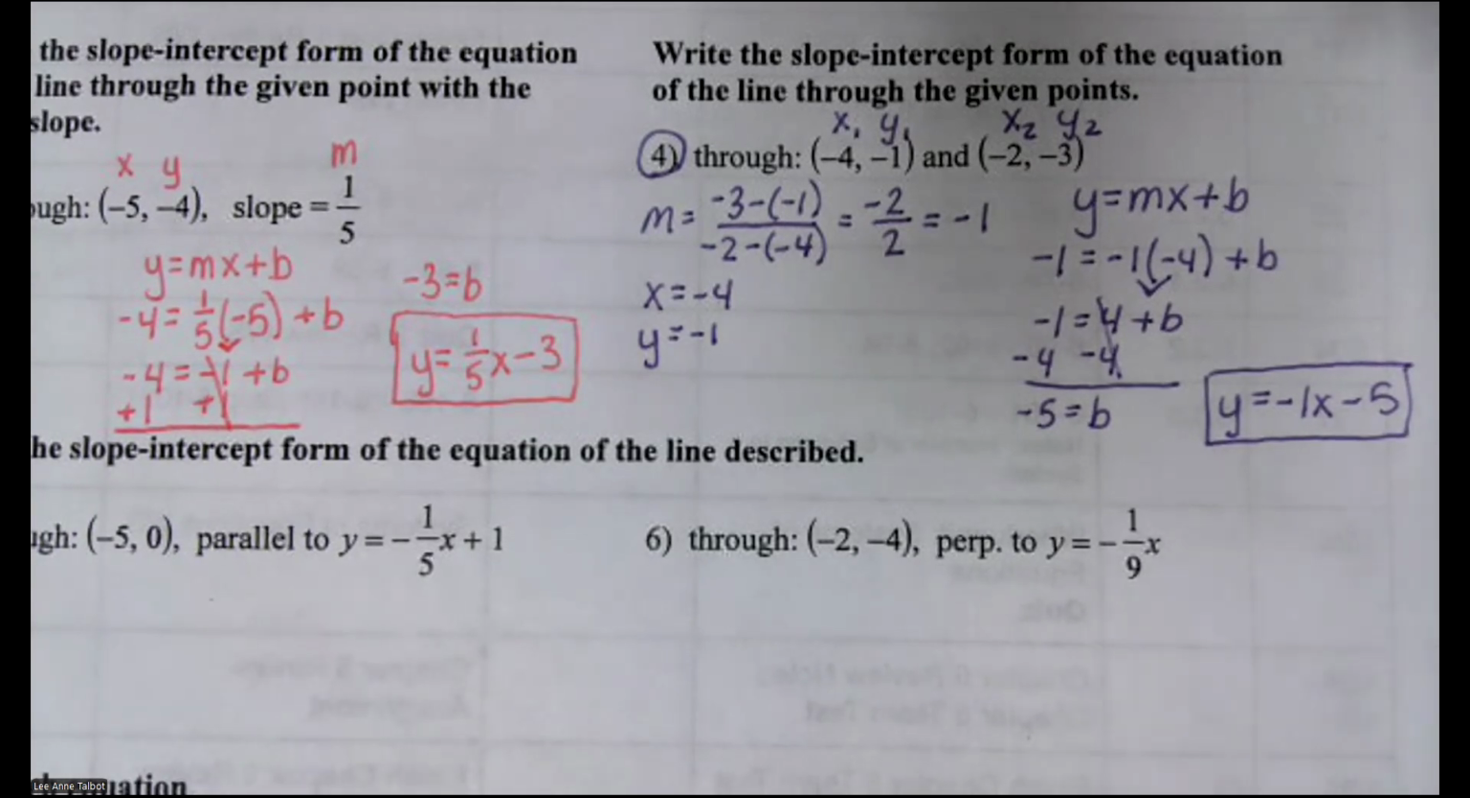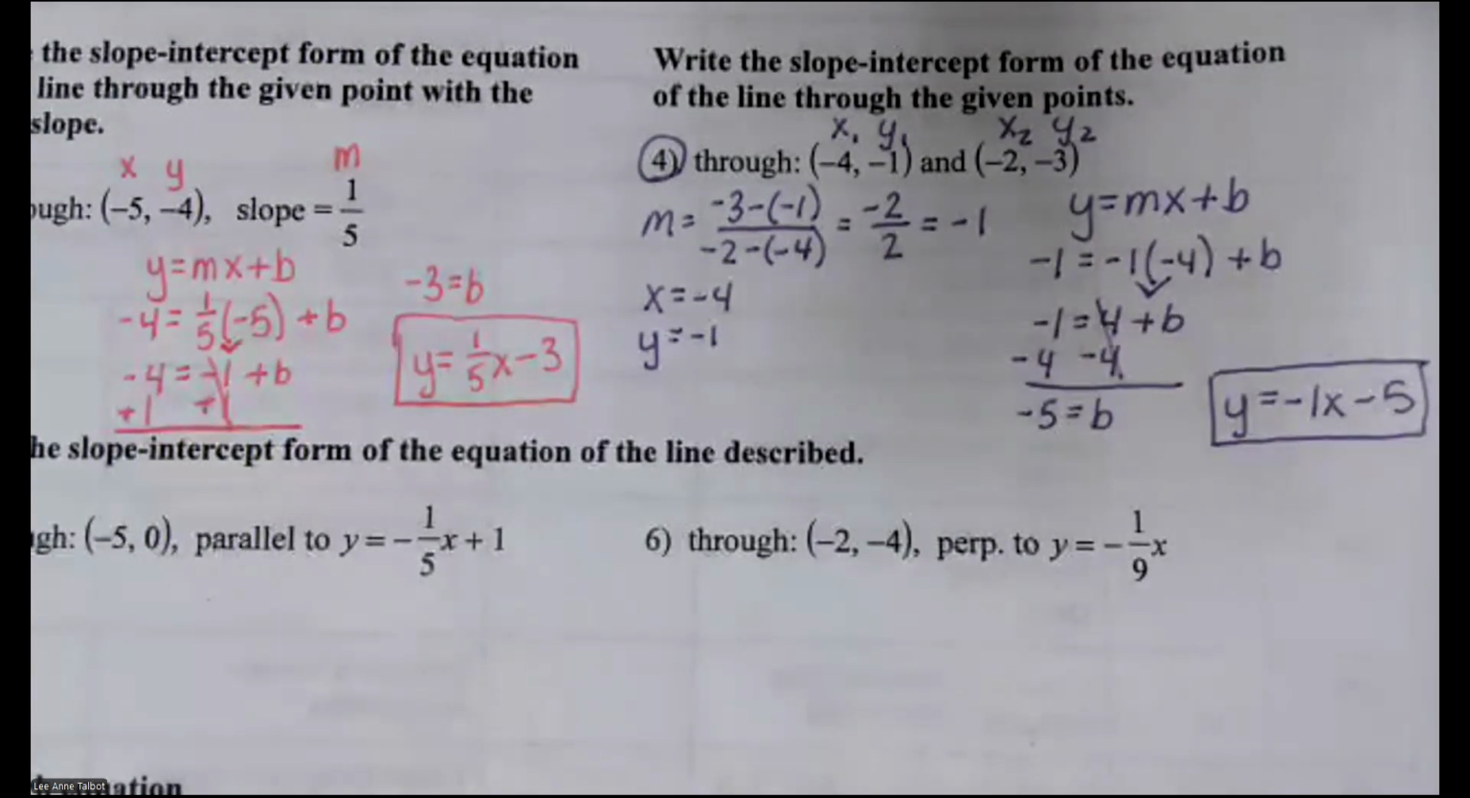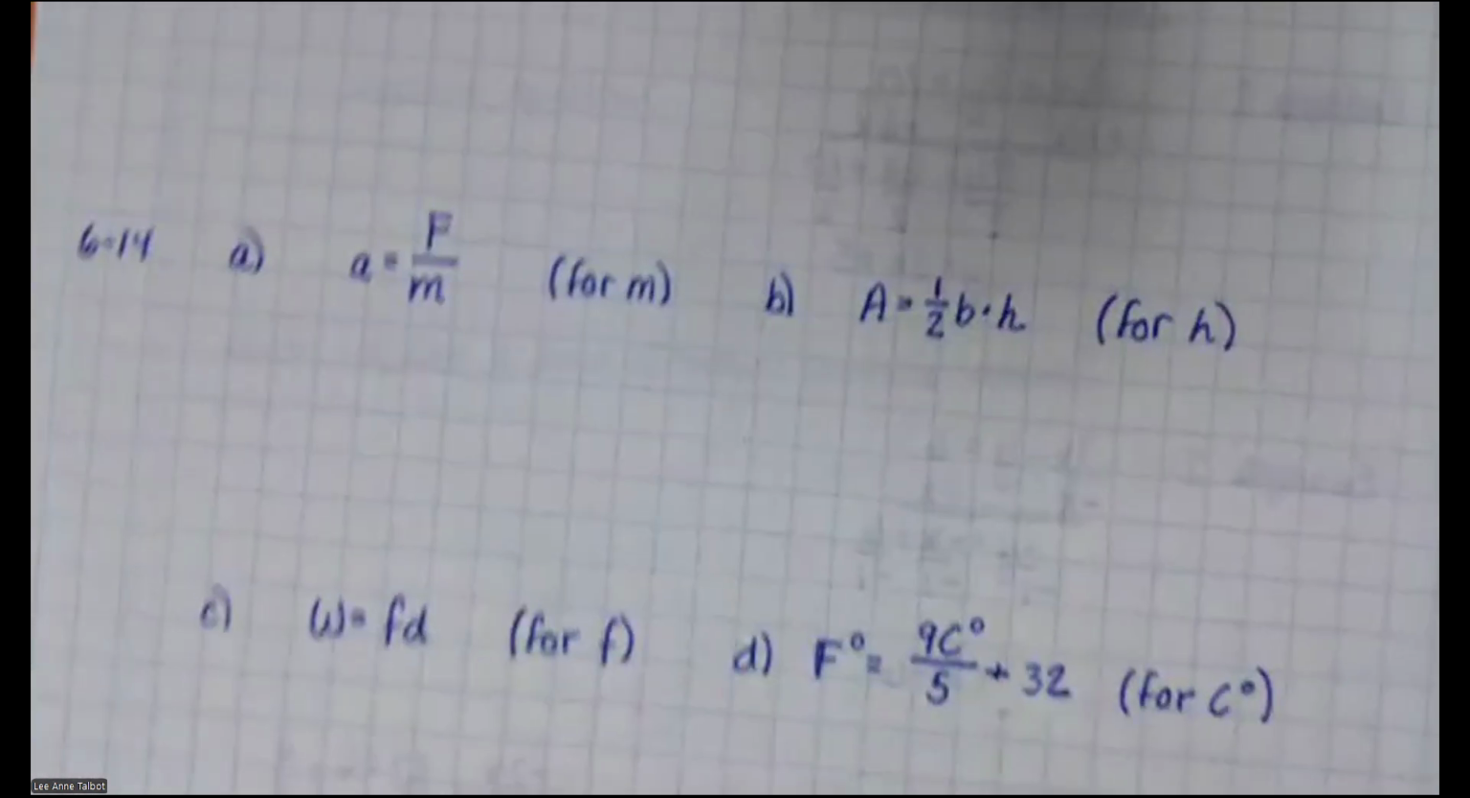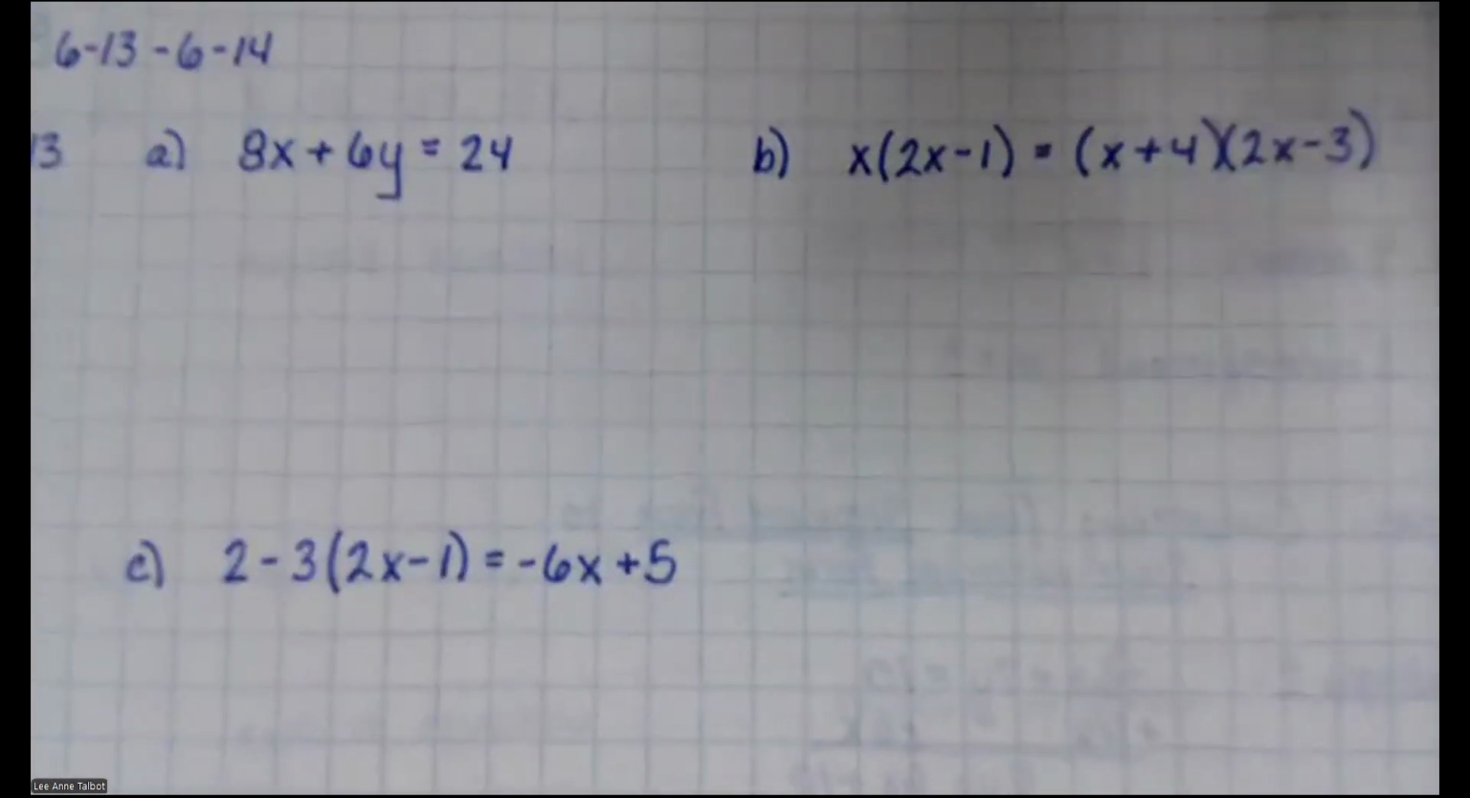Why do we have two digital escapes in a row? I don't know. Just because it worked out that way.